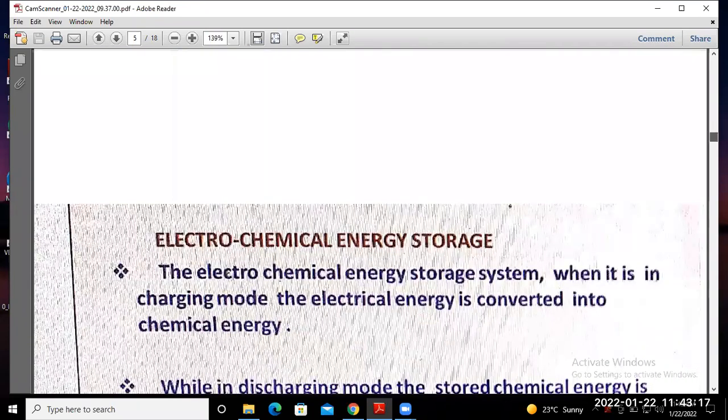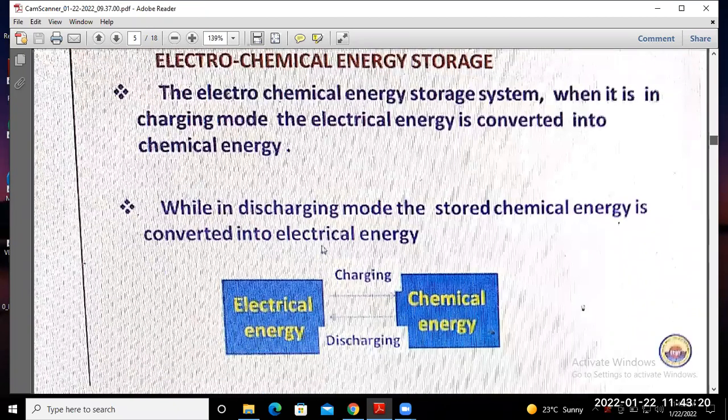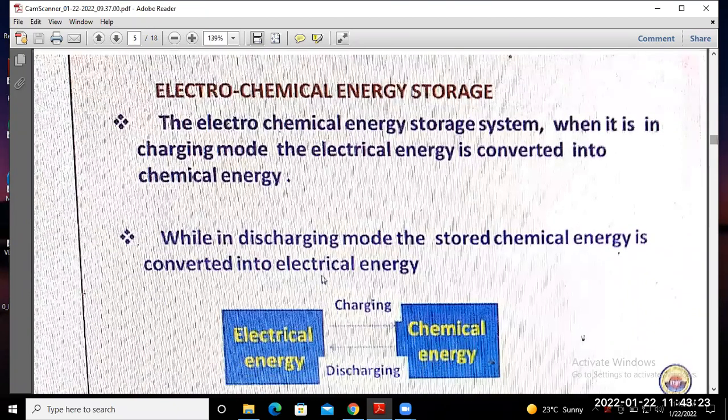process, how it can take place. Okay, so now electrochemical energy storage. What is electrochemical energy storage? That means when the electrochemical energy storage system is in charging mode, the electrical energy is converted to chemical energy. Okay, first we consider that, during the charged mode, the electrical energy is converted into chemical energy.